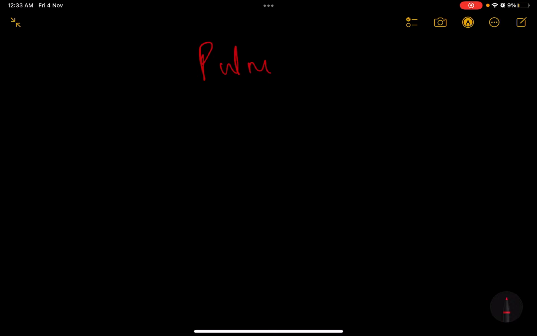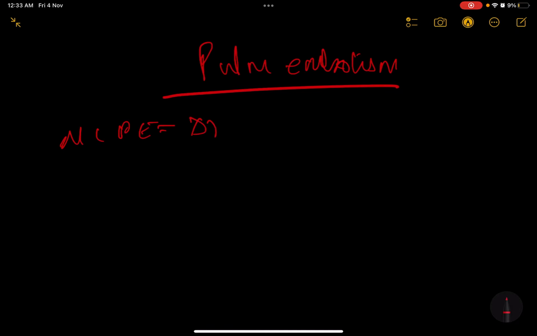Hi. So we'll speak about this one very important lecture called pulmonary emboli or pulmonary embolism. Now the point is that this chapter is something that is associated with DVT as well. So the most common cause of pulmonary embolism is a DVT, and DVT is nothing but a deep vein thrombosis. A deep vein thrombosis is a thrombosis that develops in the lower limbs.